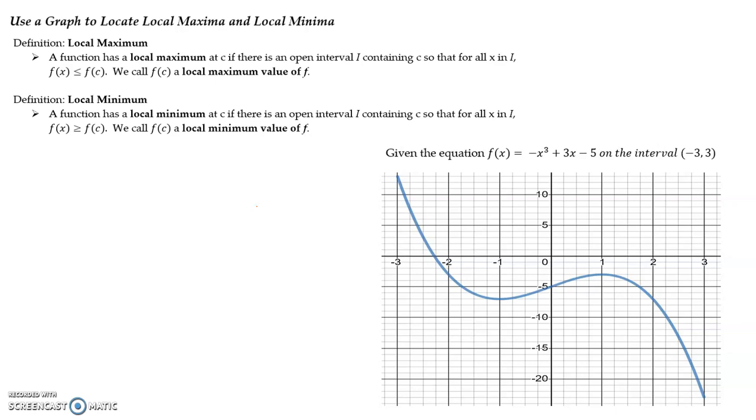If we're talking about a local maximum, we're looking at where our graph might be coming to a peak. Right, so this would be an example of a local max. And if we're talking about a local minimum, then our graph is going to be coming kind of towards the valley here, and we're looking at the lowest point when we're looking at local mins.